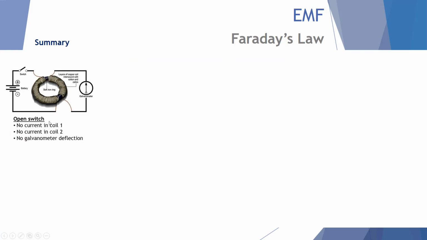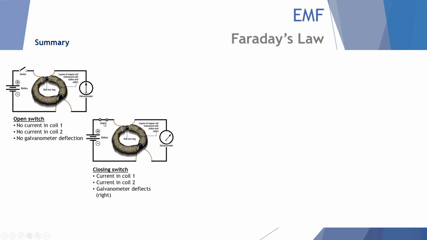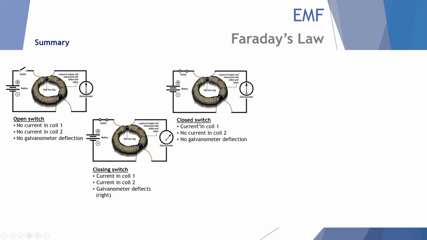First scenario: open switch, no current in coil 1, no current in coil 2, therefore no deflection on the galvanometer. When we first close the switch, there is a current in coil 1, a current in coil 2, and therefore the galvanometer deflects to the right in this example. When we leave this switch closed, there's no current in coil 1, no current is found in coil 2, and no galvanometer deflection accordingly.